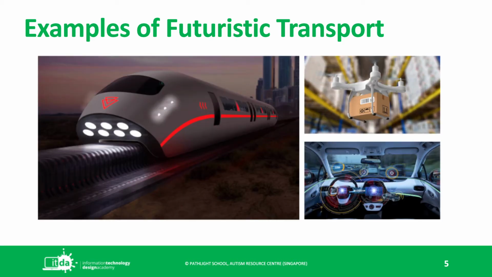Here are some more examples or ideas of futuristic transport that people have. Trains that levitate. We already have some examples of this, bullet trains, but an even better model of it. Drones are an example of futuristic transport, maybe even better drones in future. And even automated cars that don't need to be driven by you, with digital screens that you can actually play videos or talk to people on. So these are some examples.